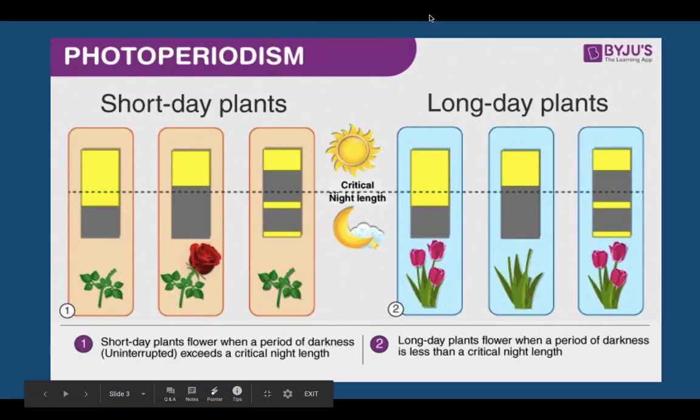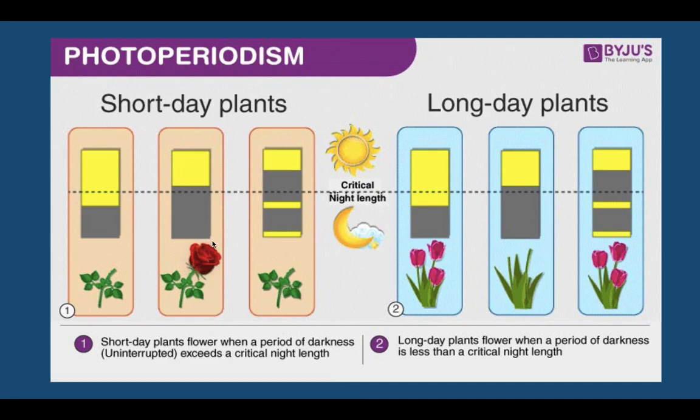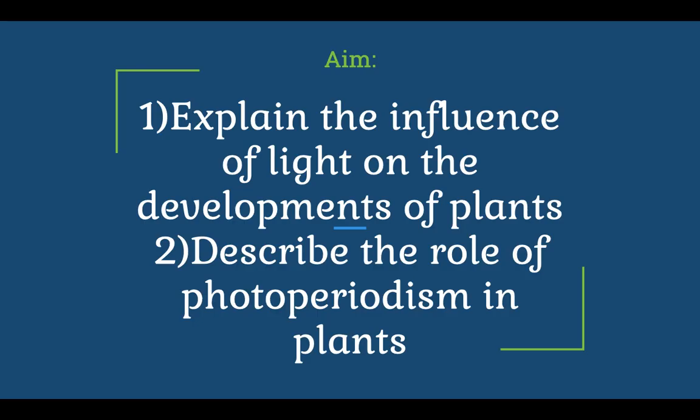Okay, as you see in this picture, this is photoperiodism: short day plants, long day plants. We have three types of plants normally, and for different plants, daylight affects differently. Night length and day length are also very important. We will pass after 5 minutes, maybe we will start explaining the types of the plants. And now let's turn to our aim.